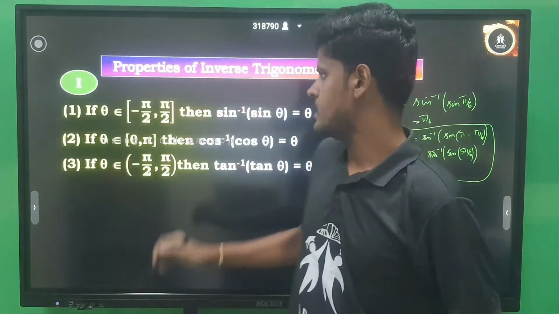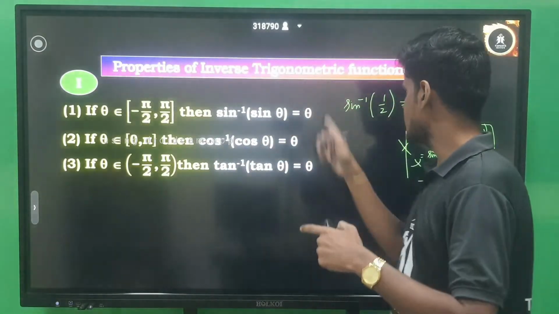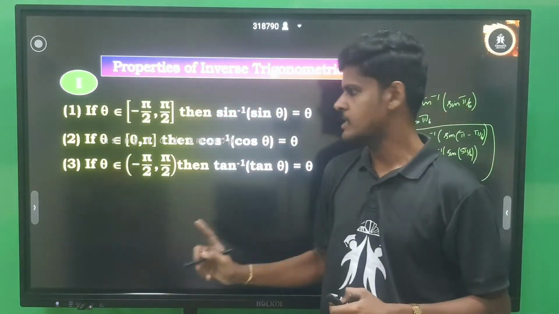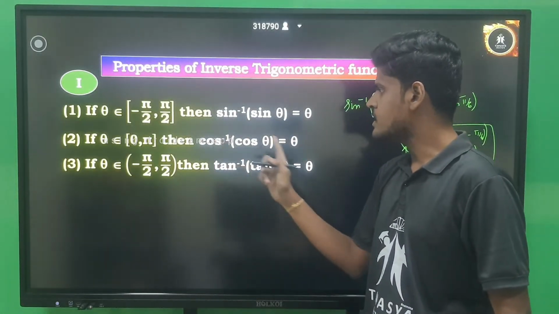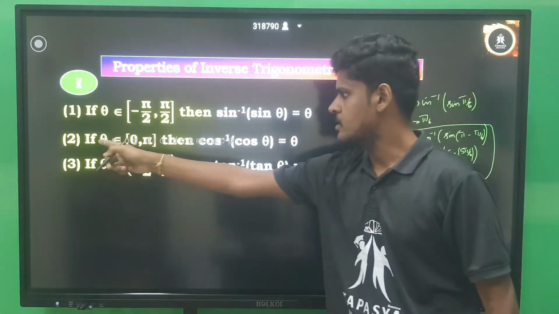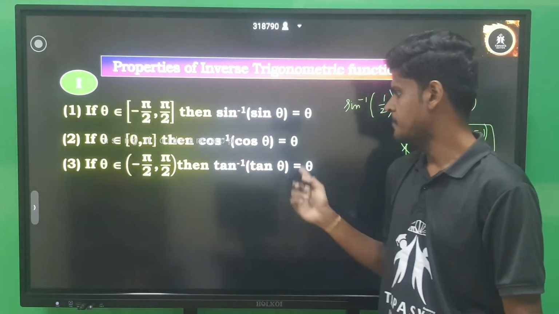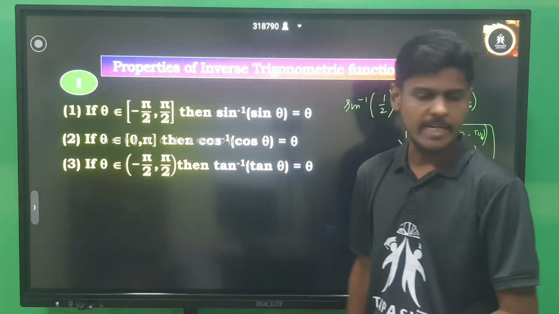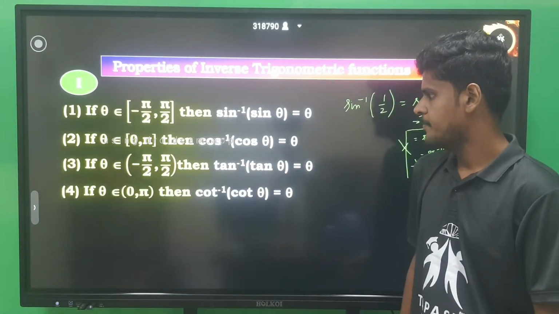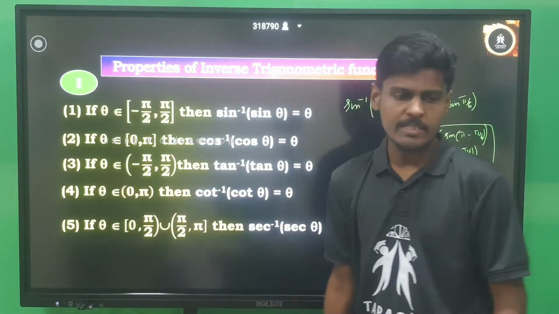Okay, next property is cos inverse cos theta equal to theta. Again remember, it is the same way for all the properties. Cos inverse cos theta is theta, and what should be theta? Cos inverse lies between 0 to pi. So if theta is in between 0 to pi, cos inverse cos theta is theta. Same, tan inverse tan theta equal to theta. Theta lies between minus pi by 2 to pi by 2. Cot inverse cot theta equal to theta. Theta lies between 0 to pi.